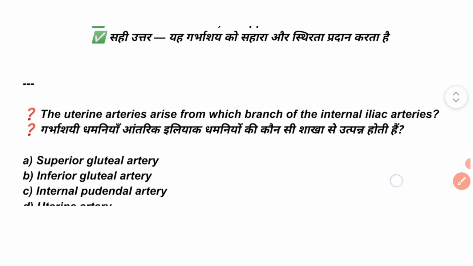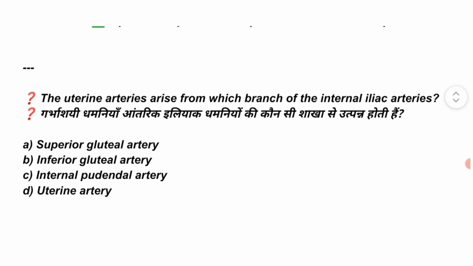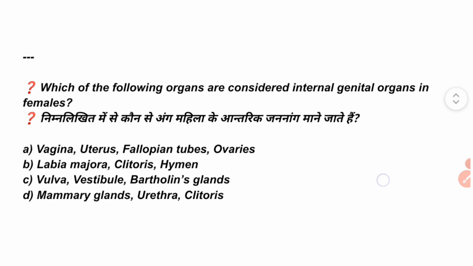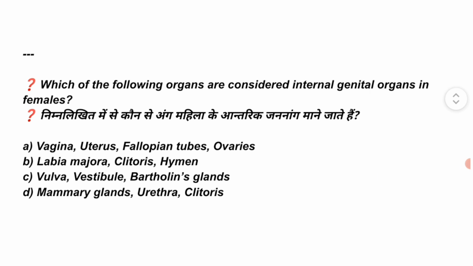Next question. The uterine arteries arise from which branch of the internal iliac arteries? The right answer is option D, uterine artery. Next question. Which of the following organs are considered internal genital organs in females? The right answer is option A, vagina, uterus, fallopian tubes, ovaries.